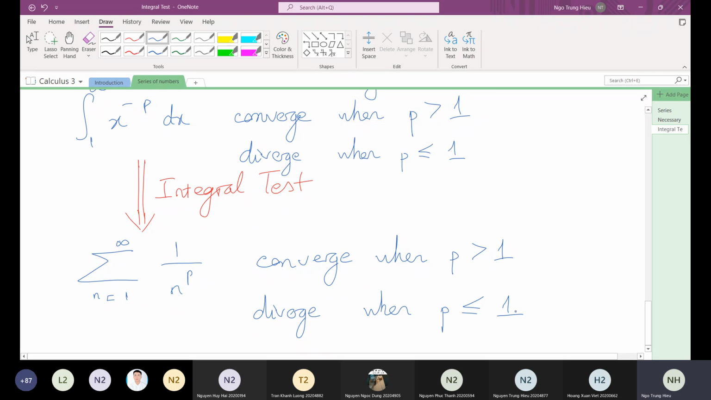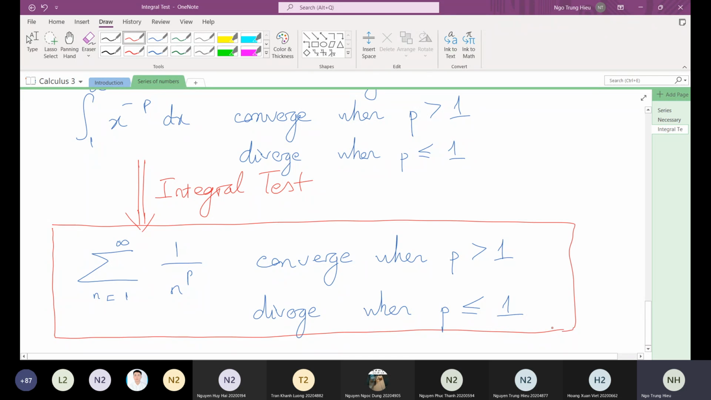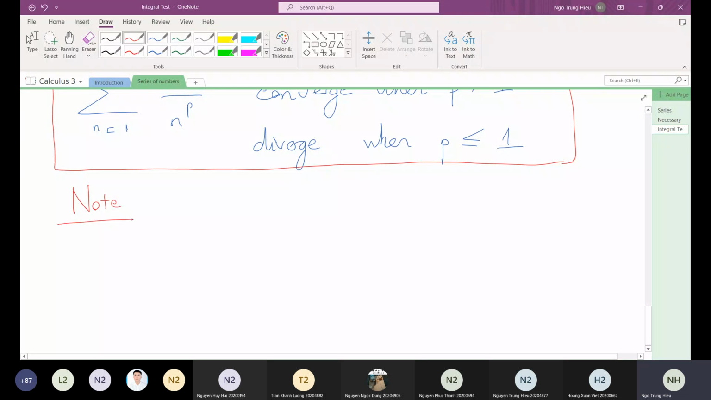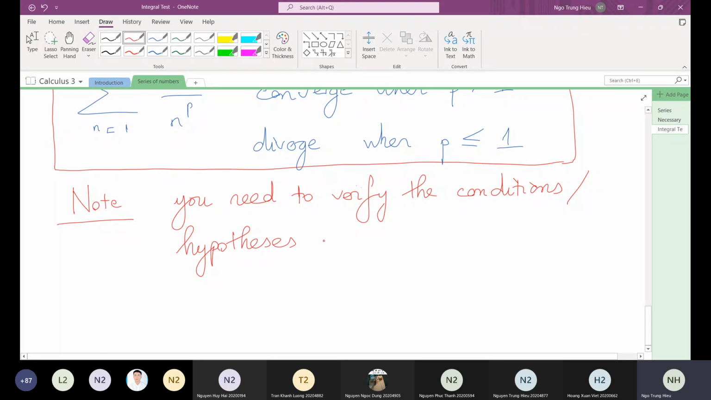All right, so now you can see that the fact that we mentioned about the p-series before can be proved by using the integral test. So now we have proved that this is true using the integral test. So you see that the integral test is very, very useful. And remember, you need to verify the conditions, the hypotheses, before using the theorem, right?